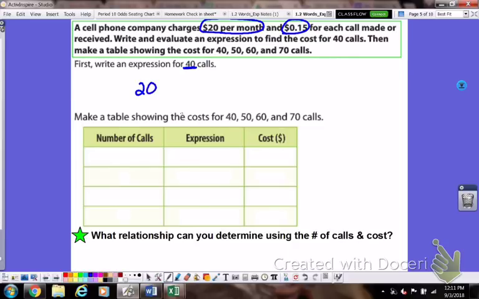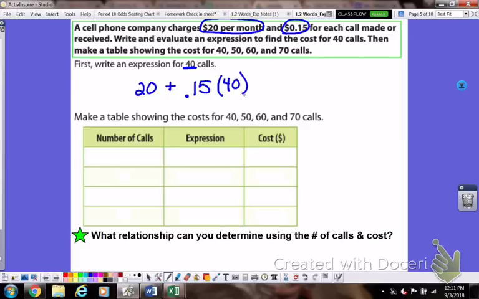Then if it's 15 cents per call, that means we're going to be adding in the cost for the number of calls. Now 15 cents, that's going to be represented by our decimal 0.15, and we know we're making 40 calls. If it's 15 cents per call, per means multiply, or for each in this case means multiply. So 0.15 times 40, and there is our expression. Again, it did not ask us to solve yet, so we just want to write the expression.